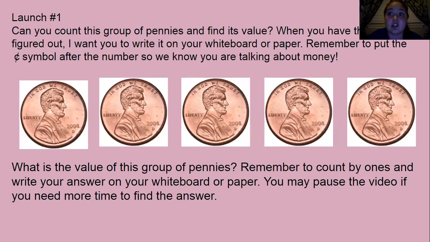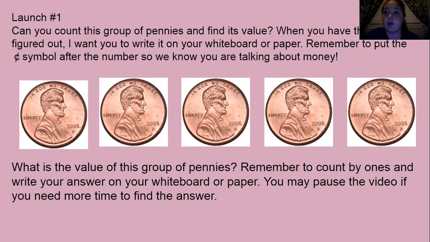Okay, now it's your turn to practice. This is your first launch. I will read it to you now. Can you count this group of pennies and find its value? When you have the answer figured out, I want you to write it on your whiteboard or paper. Remember to put the cent symbol after the number so I know you're talking about money.